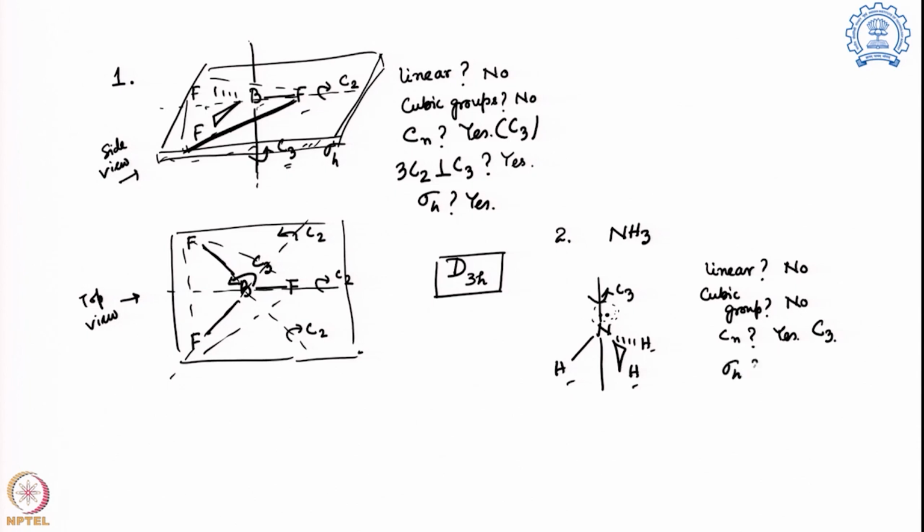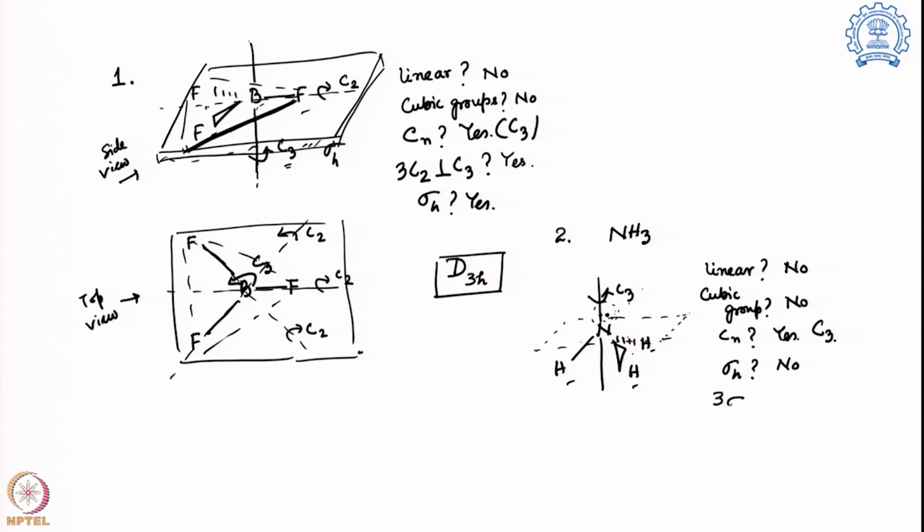And the next question is, do you have sigma h? If sigma h has to be there, it has to pass through the center of the molecule and be perpendicular to the axis. You can see it is not a plane of reflection, because the nitrogen remains as it is, but these 3 hydrogens will come on the top of this plane, which is not a superimposable and indistinguishable structure. So, that is why this molecule does not have sigma h.